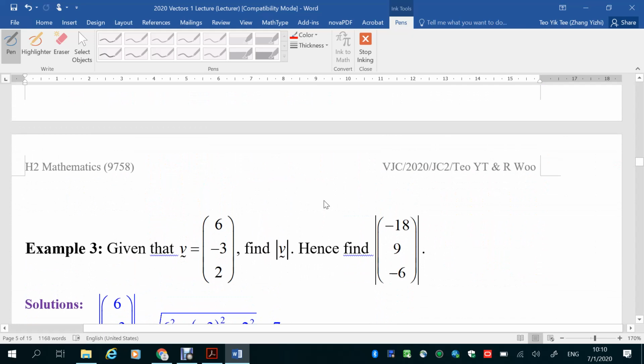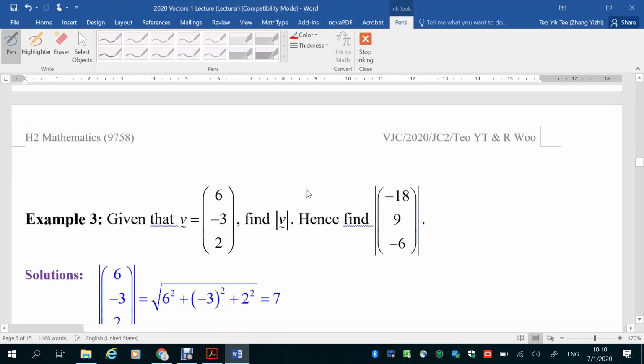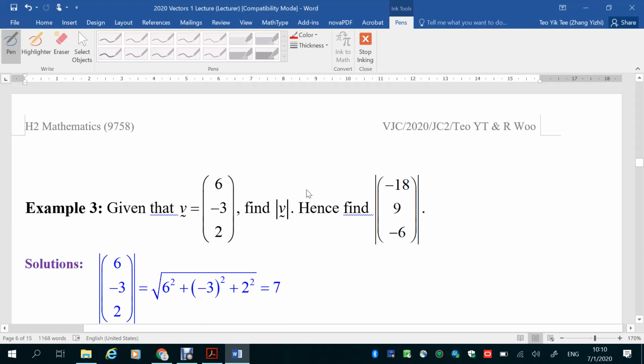Okay, come. This one, try on your own. Try. Simple. You are given vector v is 6, minus 3, 2. Find the magnitude of v. So all you need to do is activate the square root of the sum of squares. Answer 7. Can. Don't copy out. This one just try.